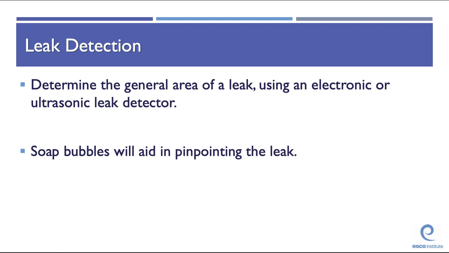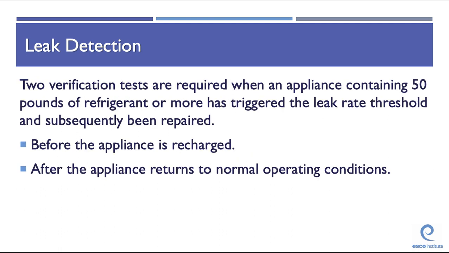In order to determine the general area of a leak, use an electronic or ultrasonic leak detector after pressurizing the system with nitrogen and a trace amount of refrigerant. Once the general area of the leak is located, the use of soap bubbles will aid in pinpointing the leak. Finding or repairing leaks in a system will conserve refrigerant for future use. 2 verification tests are required when an appliance has more than 50 pounds of refrigerant or has triggered the leak rate threshold and subsequently been repaired. One must be performed before the appliance is recharged, and one after the appliance returns to its normal operating condition.